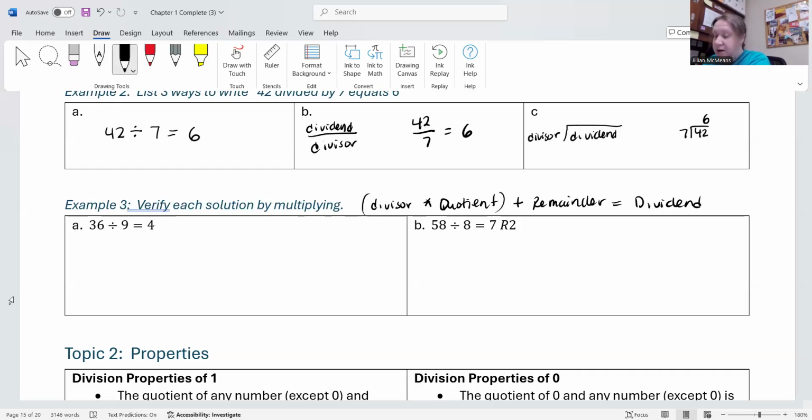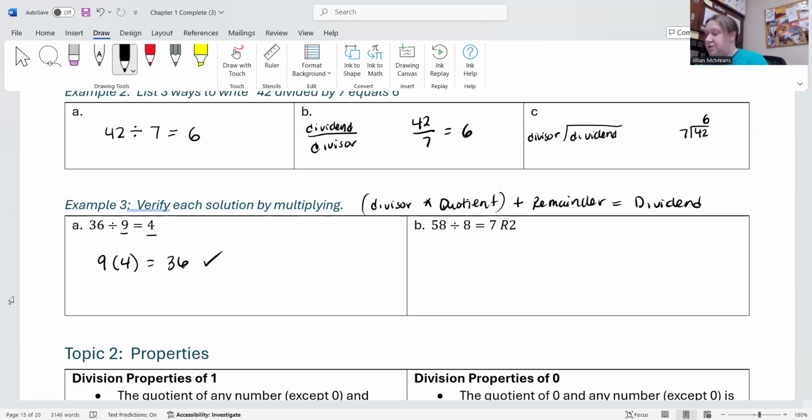So we have 36 divided by 9 is 4. So what we would want to do is take the divisor and the quotient, multiply those, there's no remainder, so there's nothing to add, and it just so happens that 9 times 4 is 36. So we could say everything really does check out here.